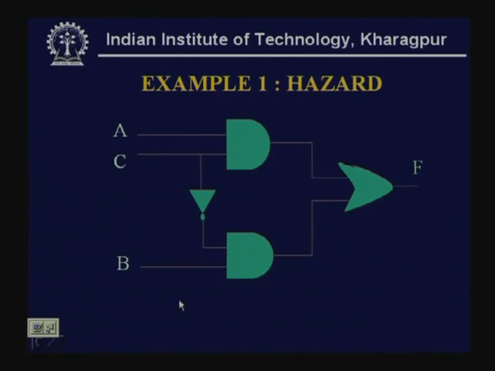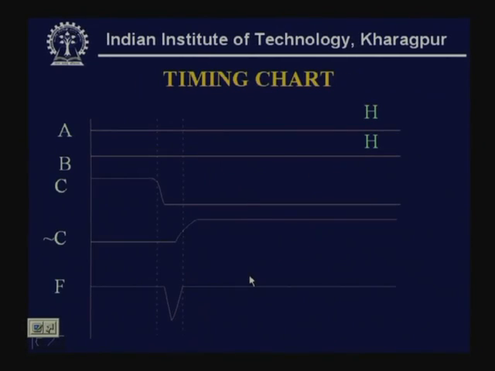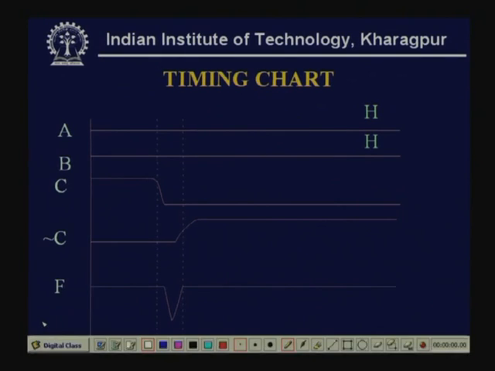Now, if we see the timing diagram or the timing chart of this particular circuit, say I am taking A and B, both are high. So, this is A equal to 1, here B equal to 1. Now, C is switched because C is the input of both the AND gates. Now, initially C is high.